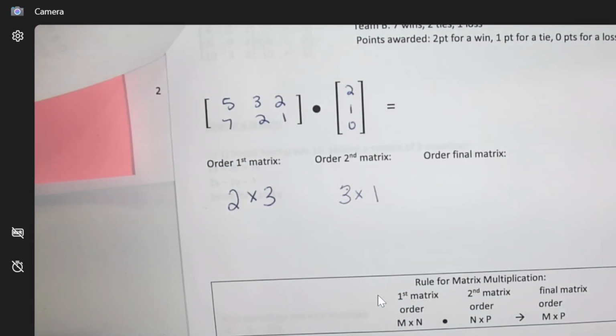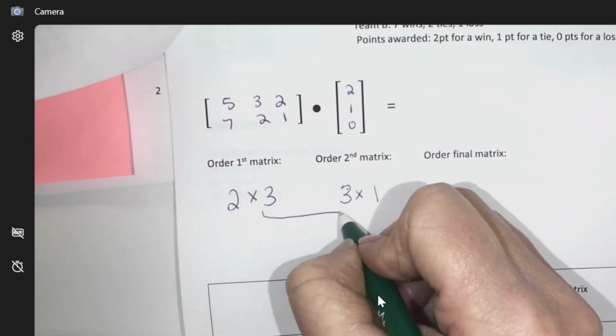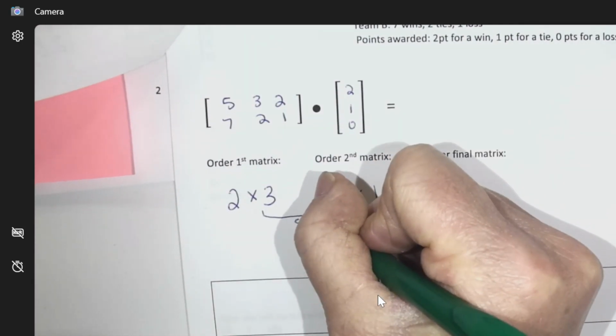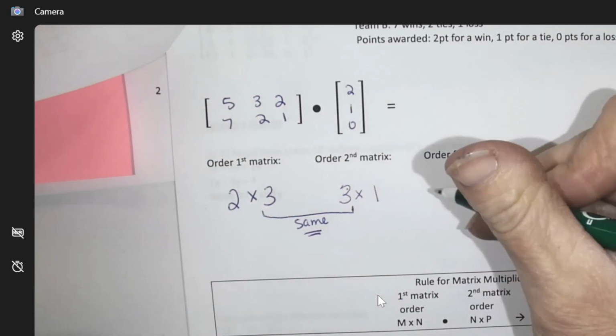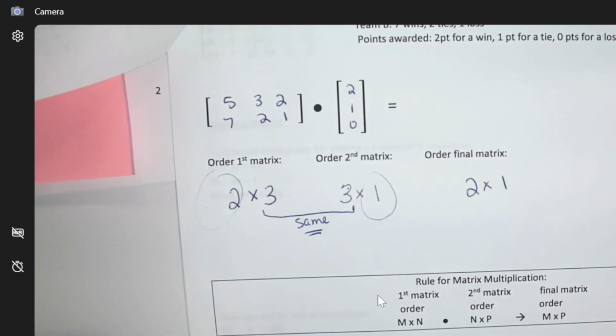Okay, to multiply matrices together, here's what has to happen. Those have to be the same. The insides, like that, have to be the same. And your final matrix will end up being a 2 by 1. So that has to happen to do it.